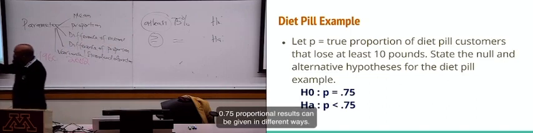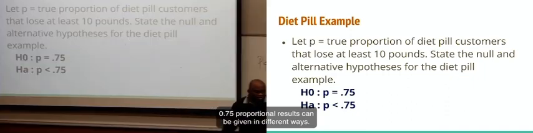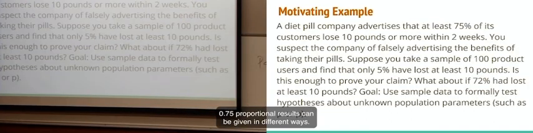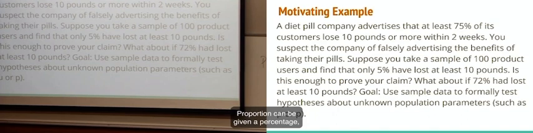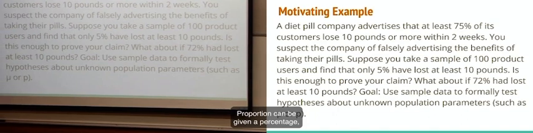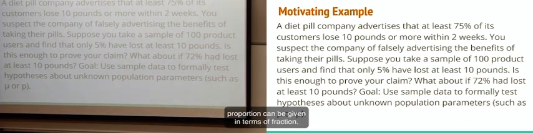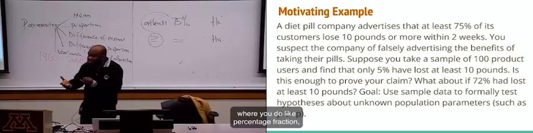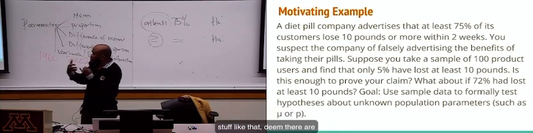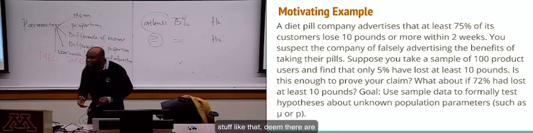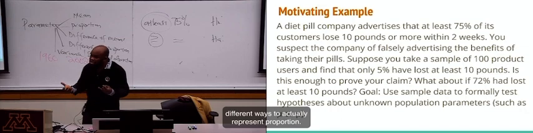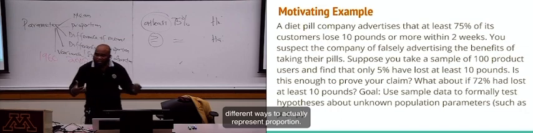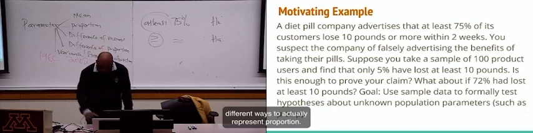Why am I writing 0.75? Because a proportion result can be given in different ways. A proportion can be given in percentage. A proportion can be given in terms of fraction. I remember in middle school where you do percentage, fraction, decimal. There are different ways to represent a proportion.